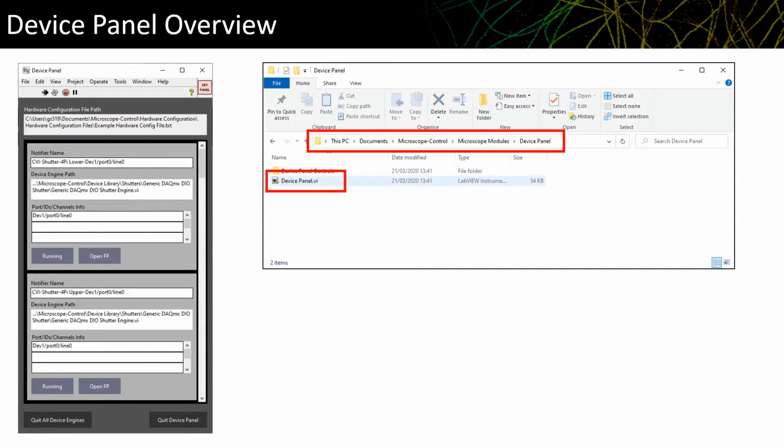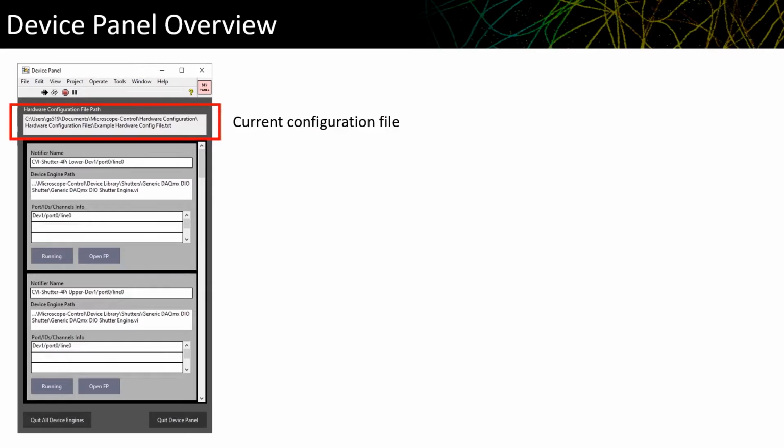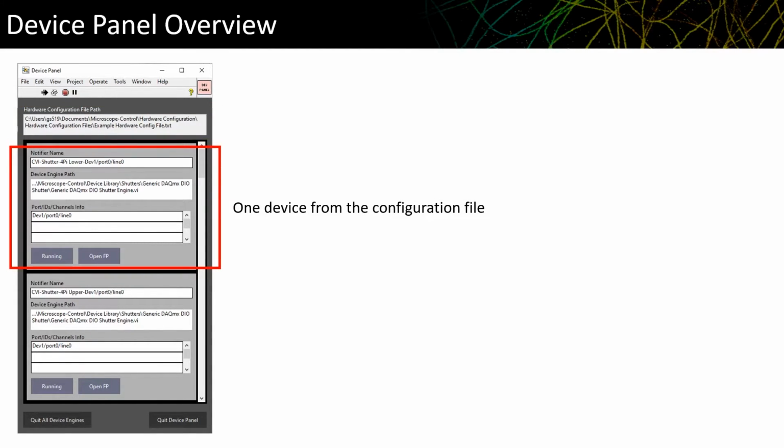So the first question is, how do I access the device panel when I'm setting up? The device panel is located in the Microscope-Control repository under the Microscope Modules folder and then inside the Device Panel folder. The layout is pretty simple. At the top, there is a text box that shows what configuration file is currently loaded. Next, we have a list of all the devices as defined in the configuration file. I've drawn a box around the area containing all the info for the first item in my configuration file.